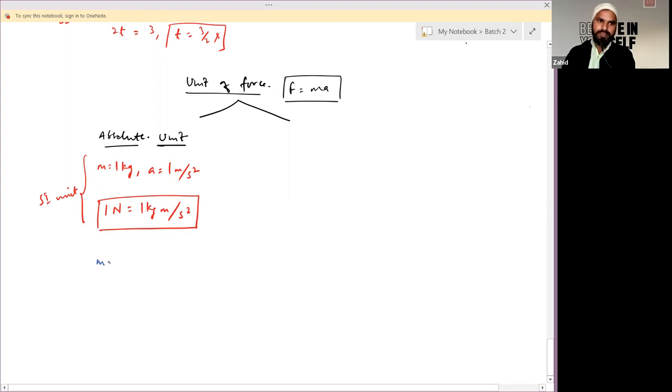In terms of CGS unit, mass is 1 gram, acceleration will be 1 centimeter per second square. So force is termed as 1 dyne, which is equals to 1 gram centimeter per second square. So this is in terms of CGS unit. Now there is relation between SI unit and CGS unit as 1 Newton equals to 10 raised to the power 5 dyne.